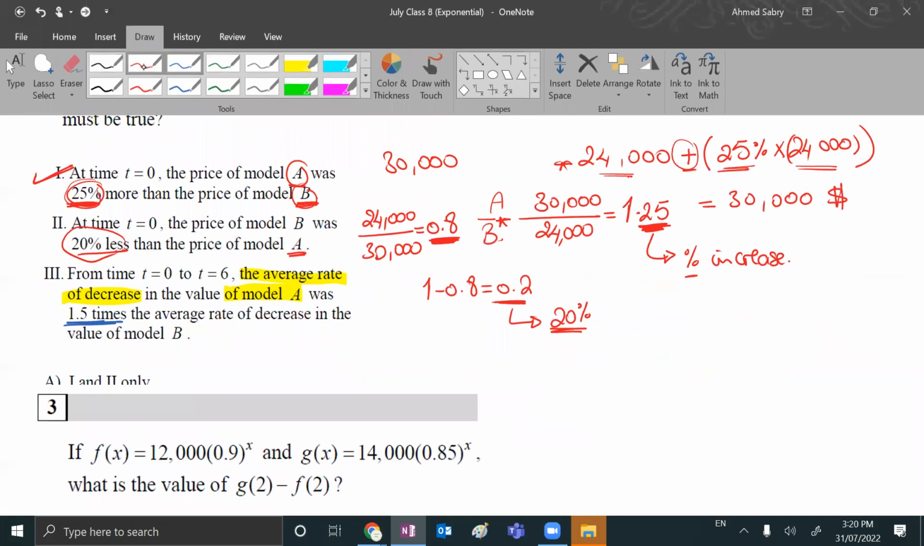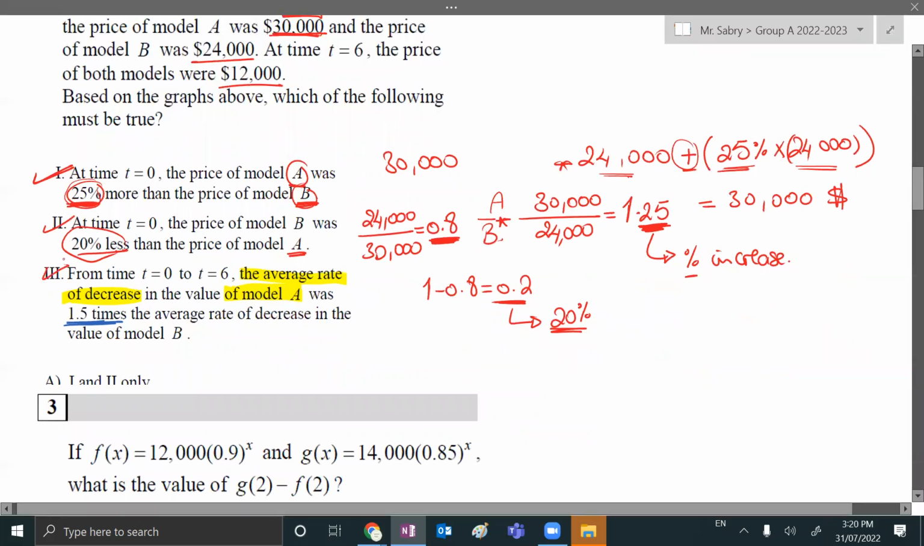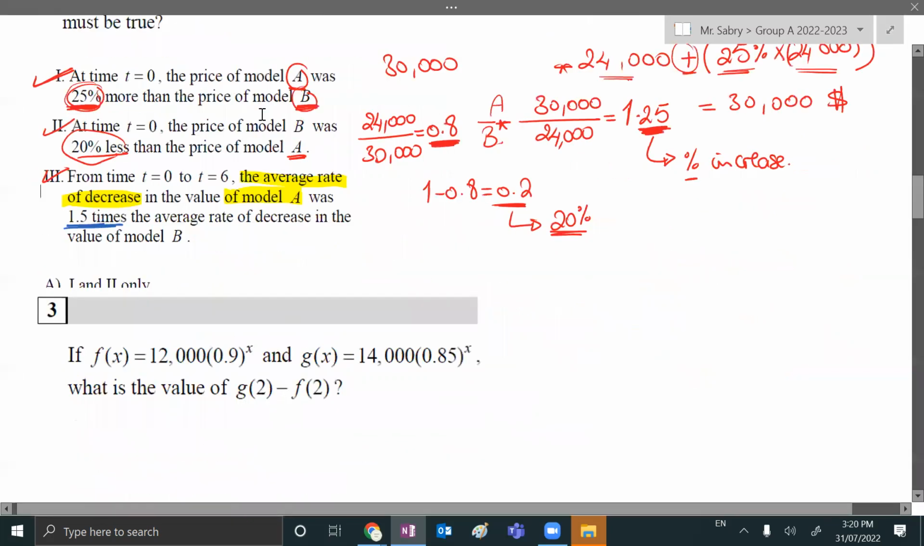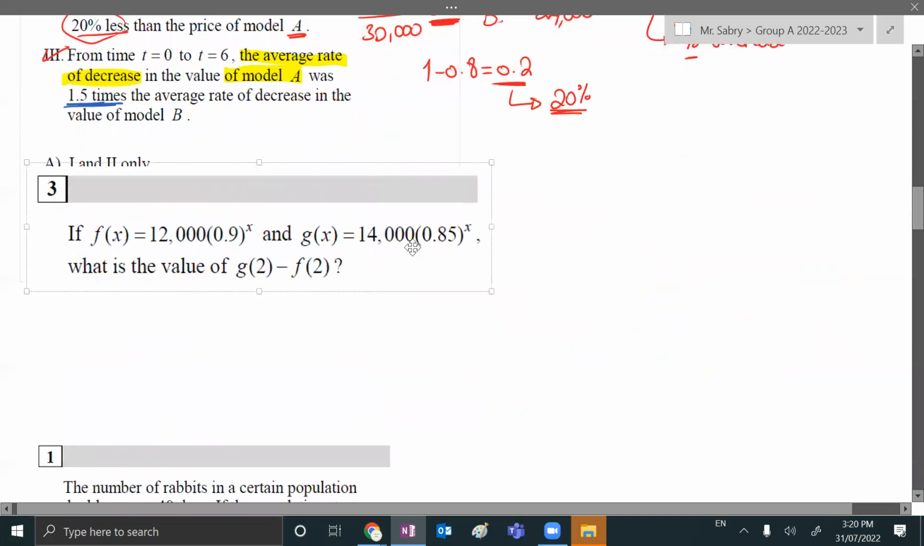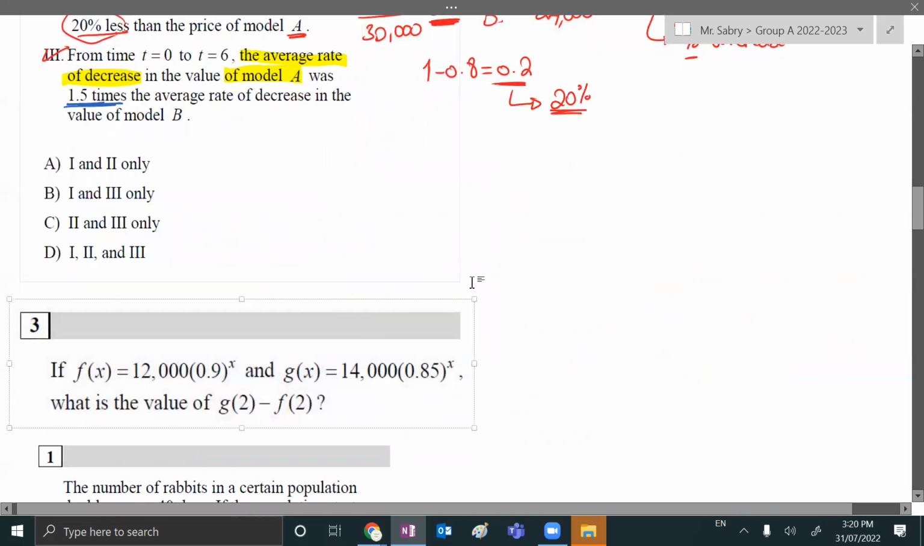So that says that the three conditions are true. And since the three conditions are true, I can say that D must be the correct answer. 1, 2, and 3 are true.